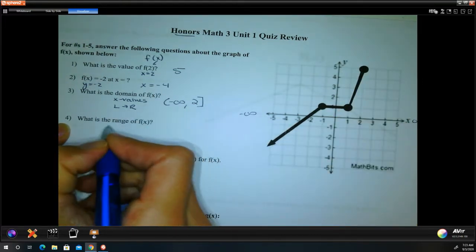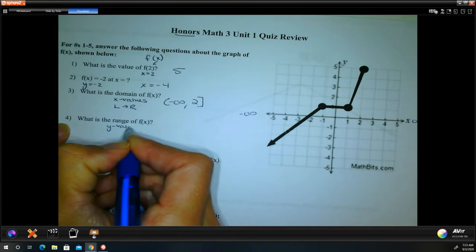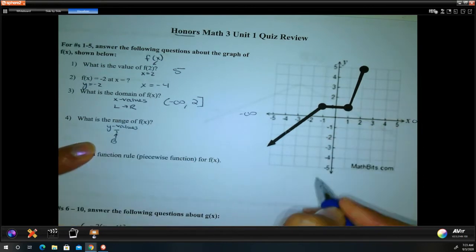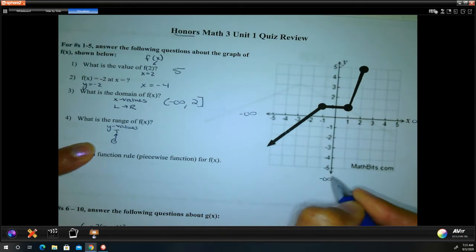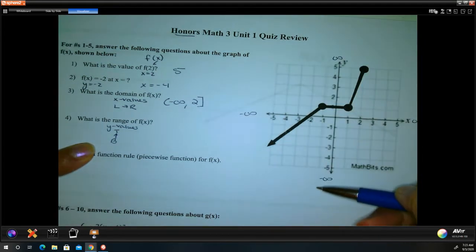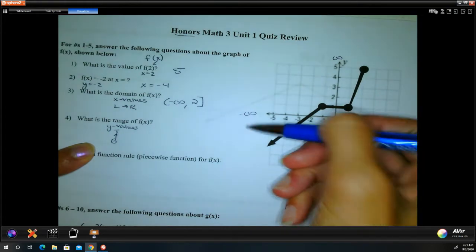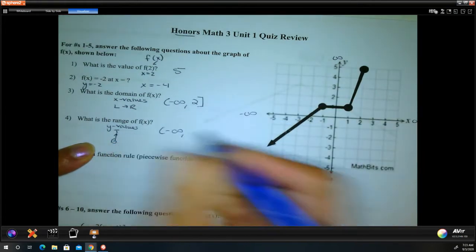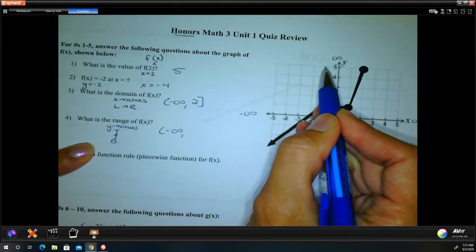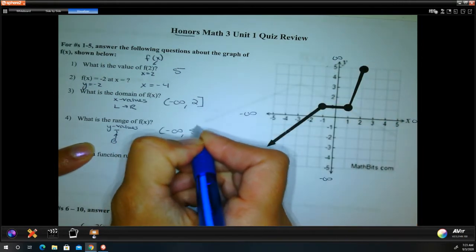What is the range? So the range is the y values, and you want to go from the bottom to the top. So the bottom of the graph is our negative infinity. The top of the graph is positive infinity. So as I move from the bottom, I see a negative arrow, negative infinity, all the way up to the top. There's a hard stop right here, and that y value is 5.